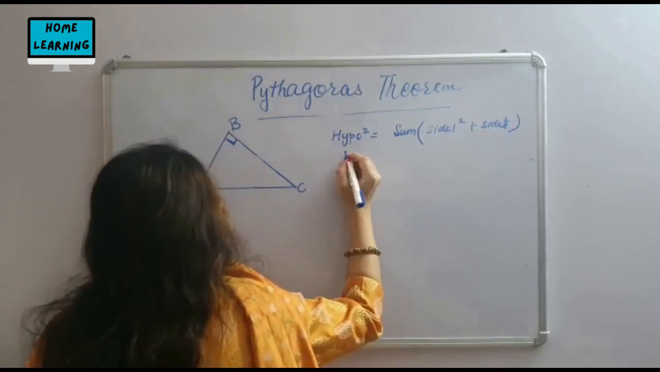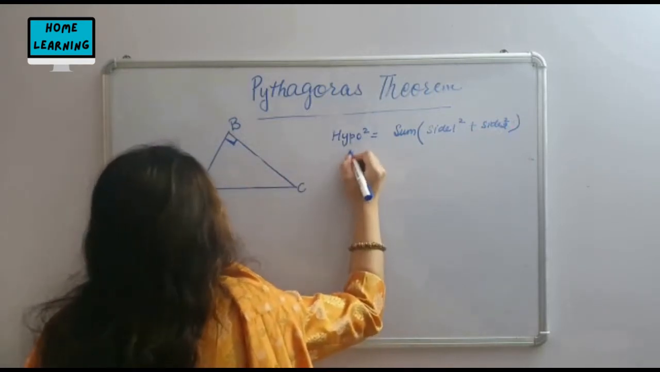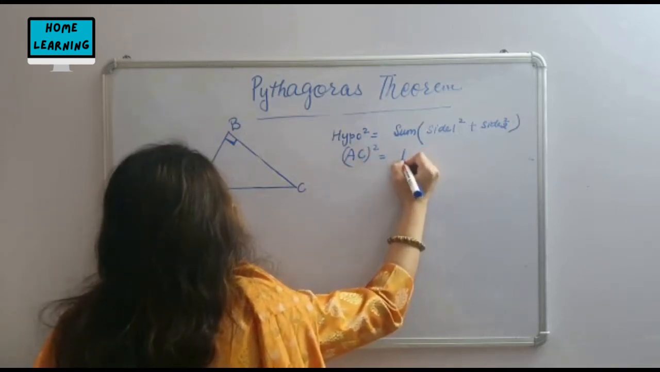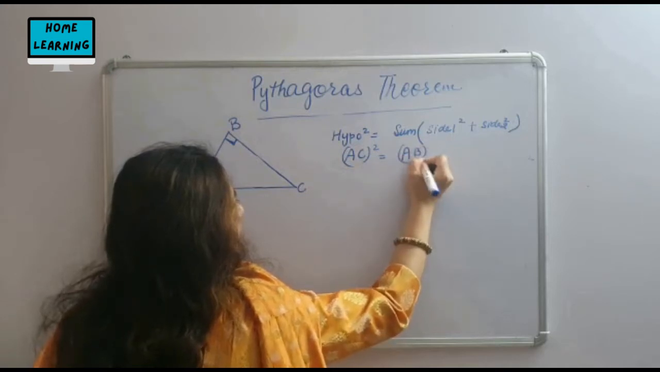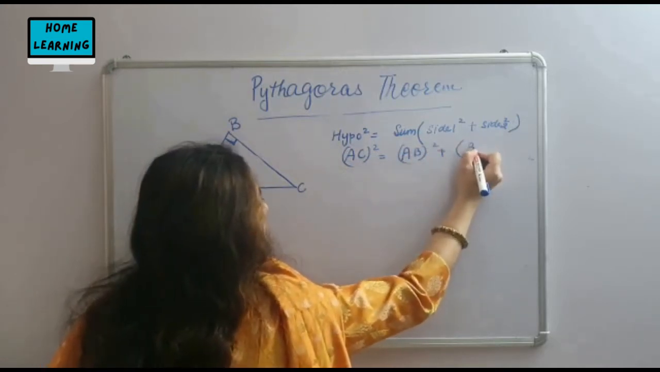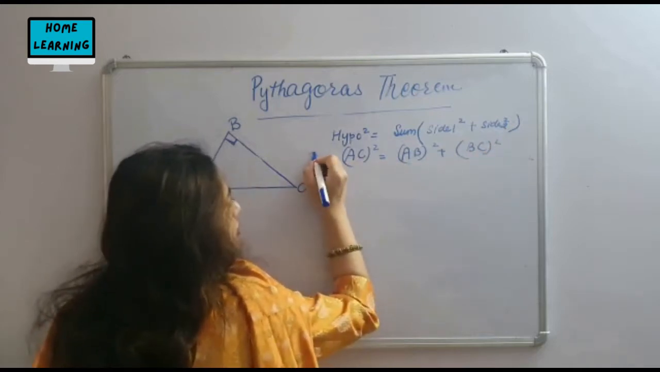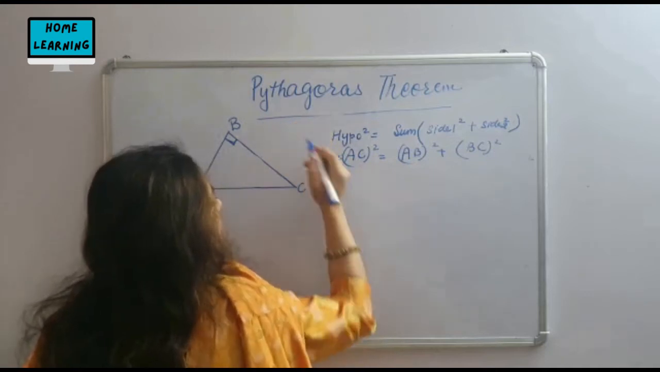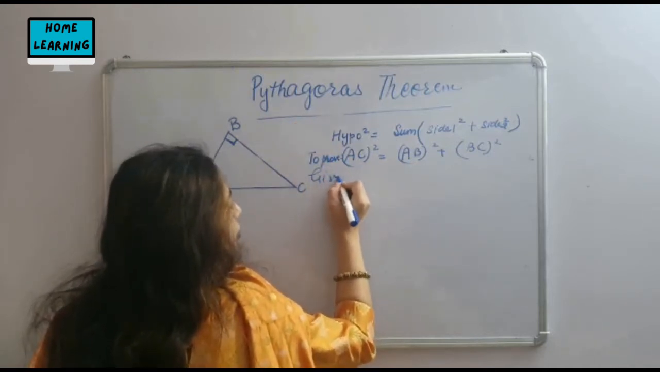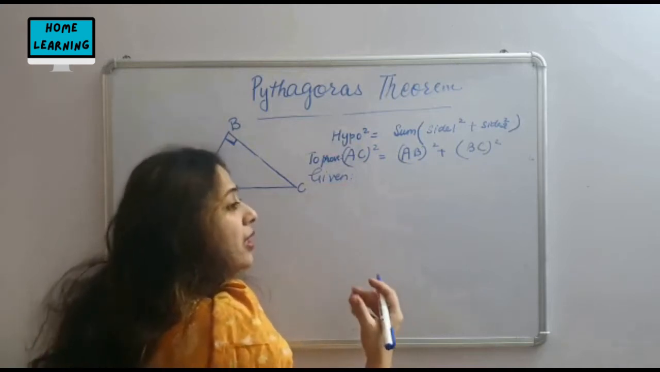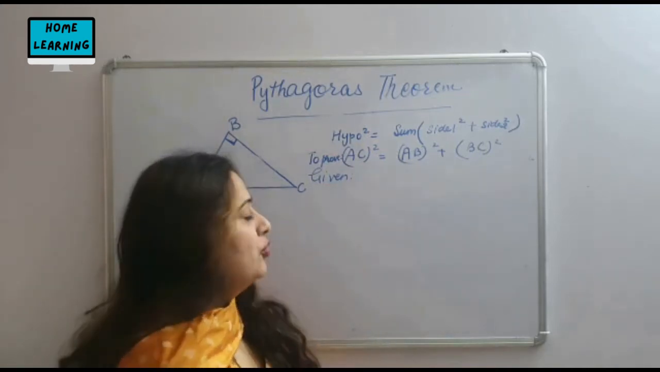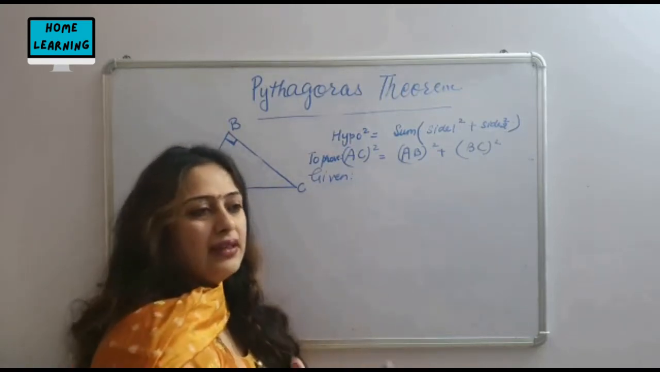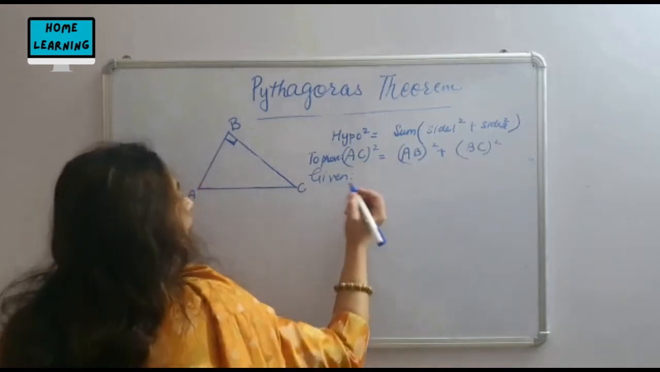This can be written as AC square is equal to AB square plus BC square. This is what you have to prove. I have told you in the previous video also that whenever there is any theorem to be proved, first you have to write given, then what is to be proved, then the construction part, and then the proof.